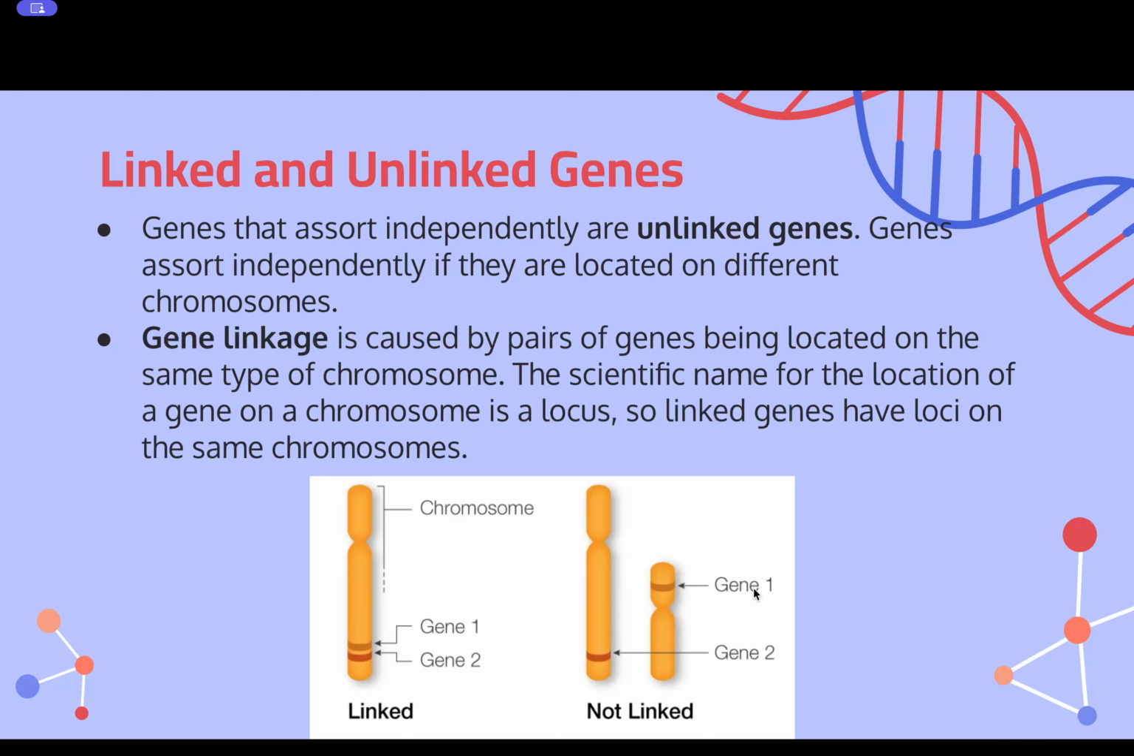So as you can see down below, for the not linked genes, one of the genes is on this chromosome and one of the genes is on this other chromosome. They're on two different chromosomes, or in this case chromatids, but let's talk about chromosomes. In two different chromosomes, which means that they're unlinked for obvious reasons. Gene linkage is caused by pairs of genes being located on the same type of chromosome.